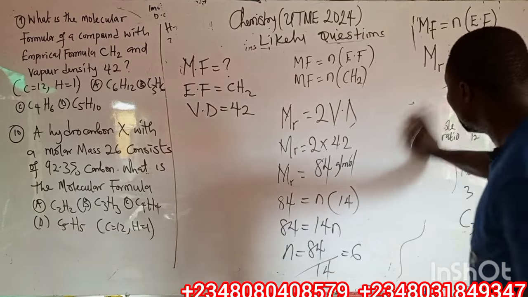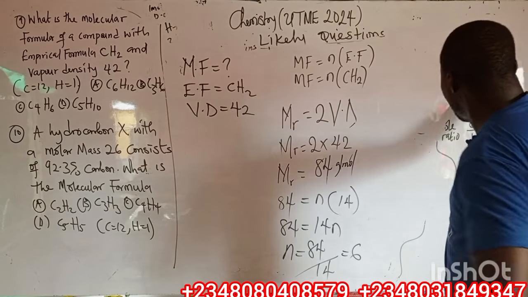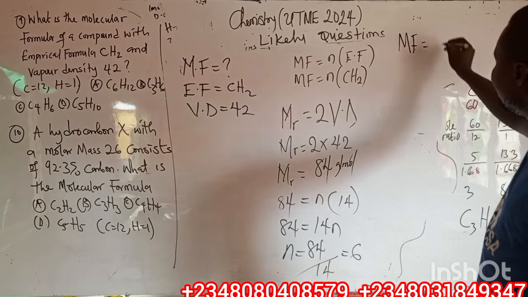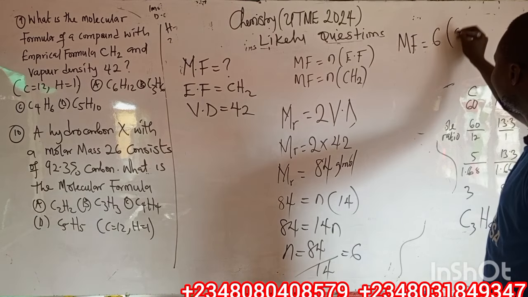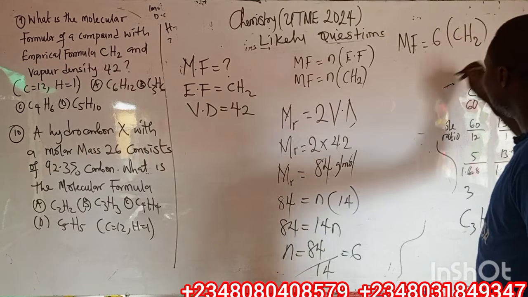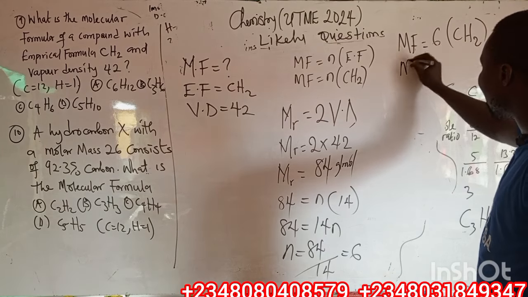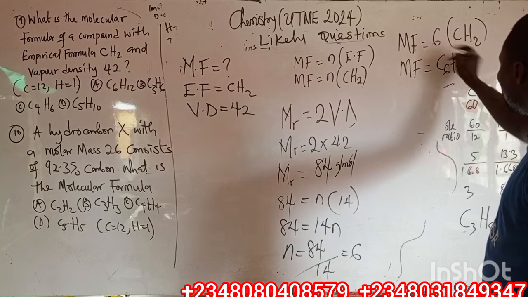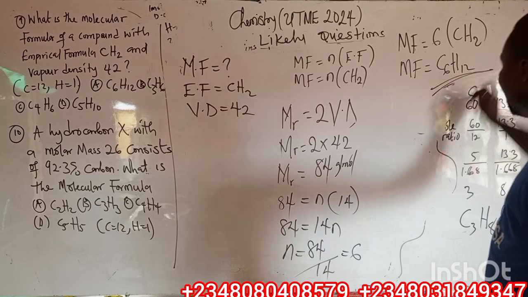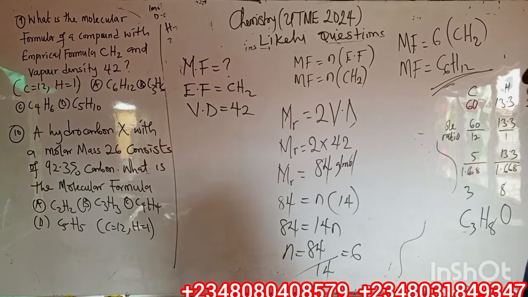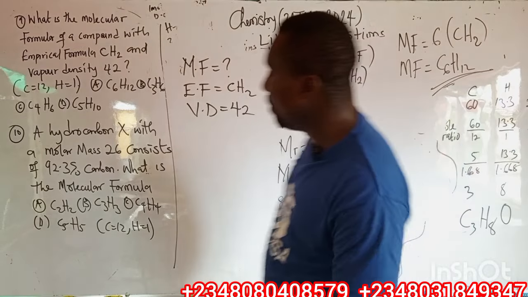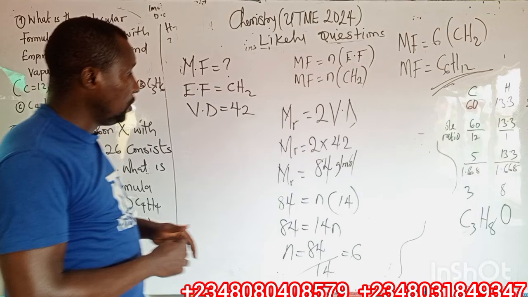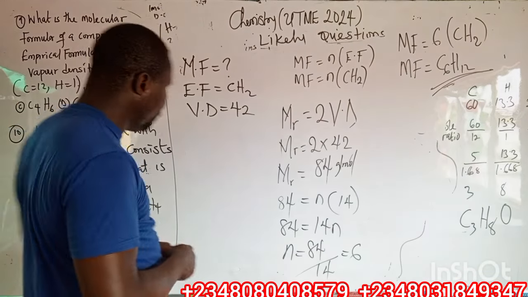Then let me get the molecular formula. Molecular formula equals 6 times CH2. That means we multiply here: C6, then H, 2 times 6, which is 12. Therefore, the answer is C6H12. Option A. Let us go to number 10.